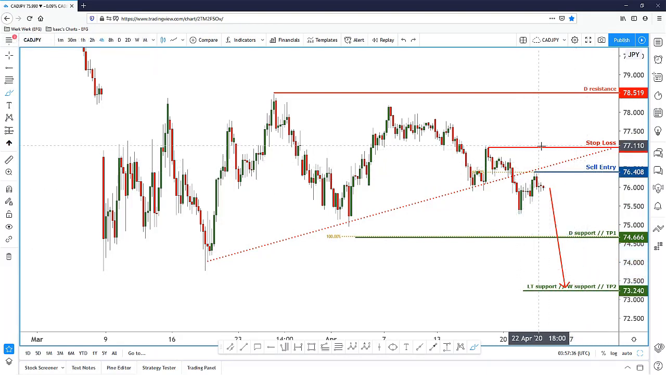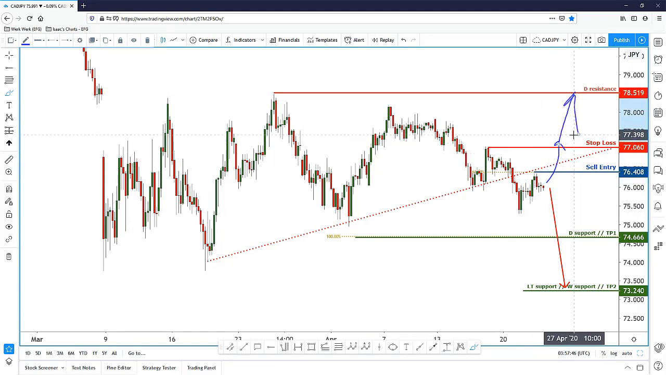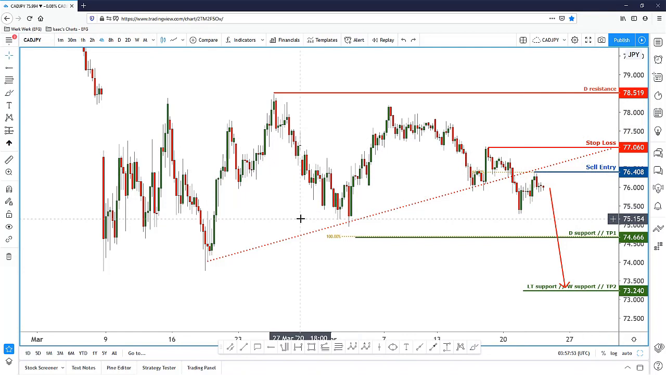Should price break above the trend line and also above my stop loss, it will mean that this bearish bias is wrong, and I'll immediately go long to play at least to the daily resistance to cover back the losses made in this area. All right, so this is the trade of the day for CAD Yen.